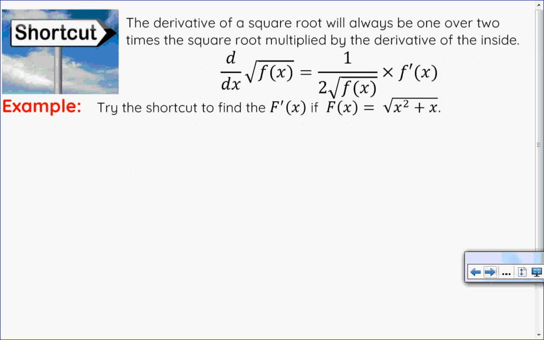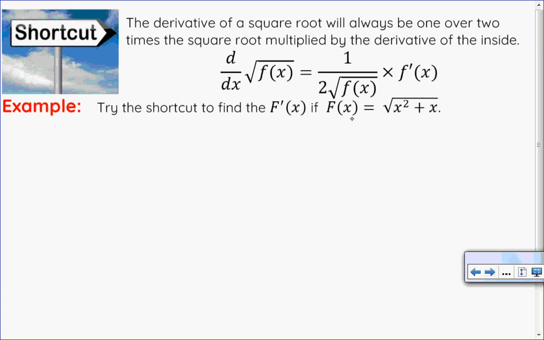So we do a lot of roots, and I started to notice a shortcut as I was taking the derivatives. So I wanted to share this shortcut with you. You can use it, or you can fall back on the chain rule, that's fine. But it always works out. The derivative of a square root is always going to be 1 over 2 times the root, multiplied by the derivative of the inside. So this is something you can feel free to use.